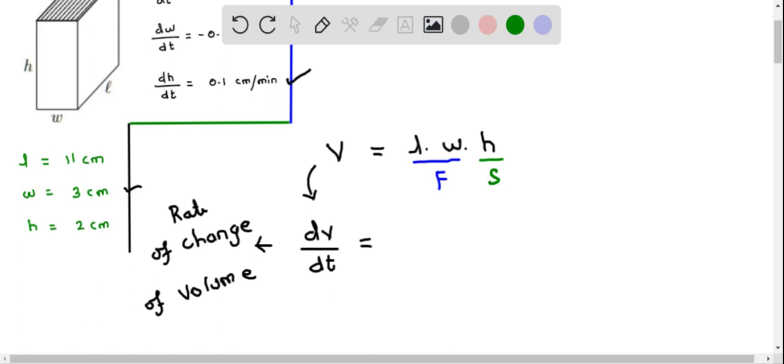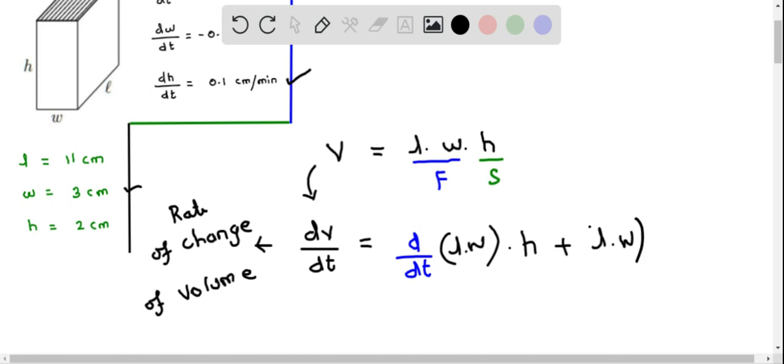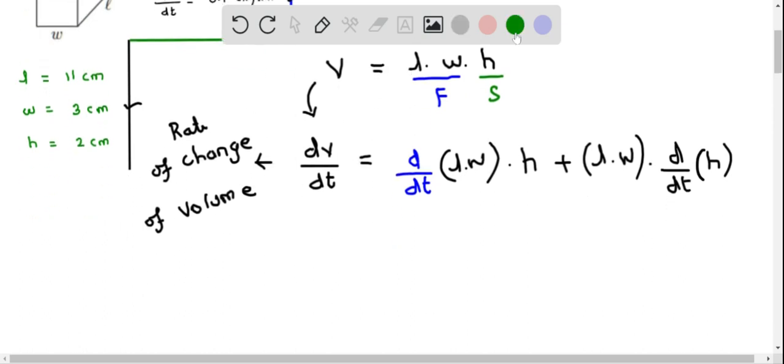According to the product rule, we find the derivative of the first. That is, we can put this as d by dt of length times width. So I put LW, and we have to put the second as it is. So the second is H, plus, put the first as it is. The first is length times width, multiplied with the derivative of the second. That is, we write down d by dt of the second, which is H.